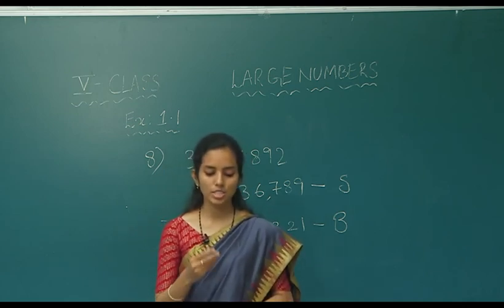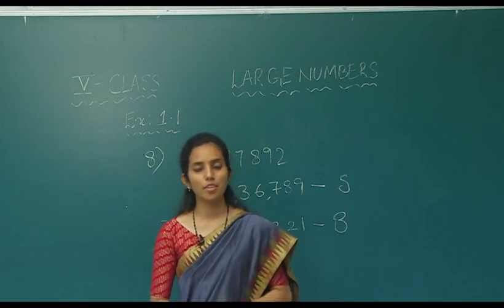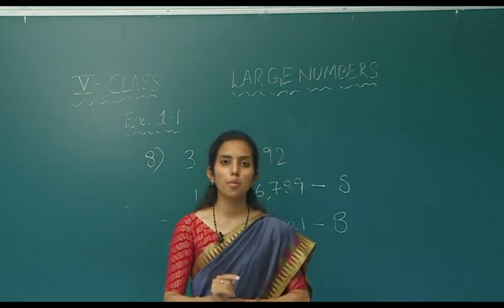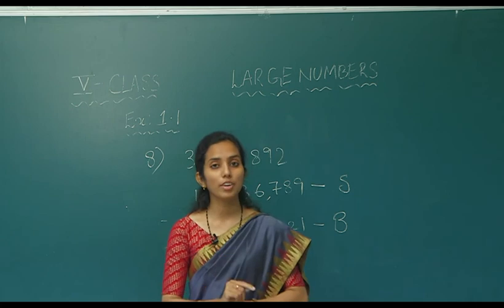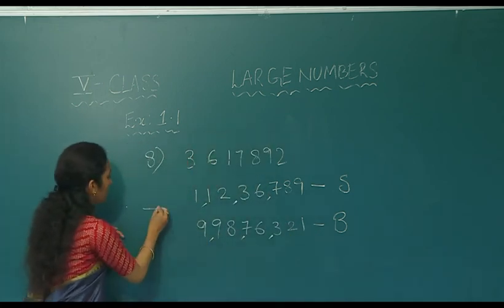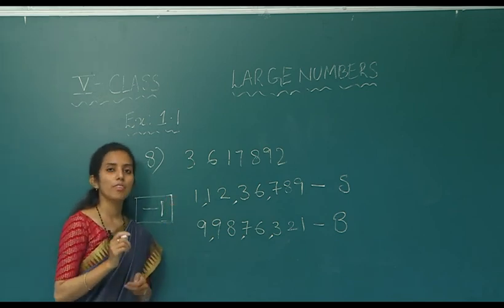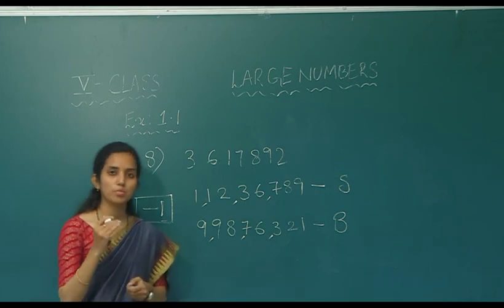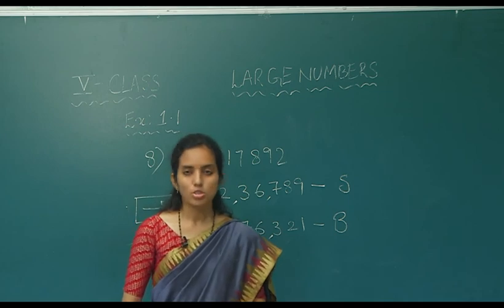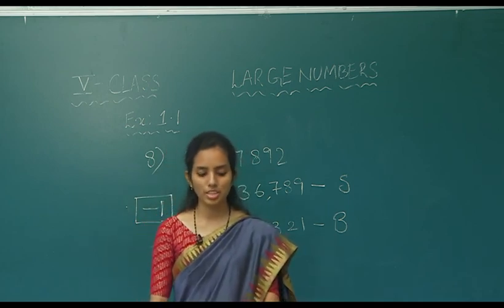Then the next one is write the before number. We have learnt in our previous class, if you want to find the before number of any given number, what do we have to do? We have to do a simple subtraction, minus 1 from the given number. If you subtract 1 from the given number, you will get the before number. So, this is very easy, simple subtraction you have to do. It will be very easy for you.